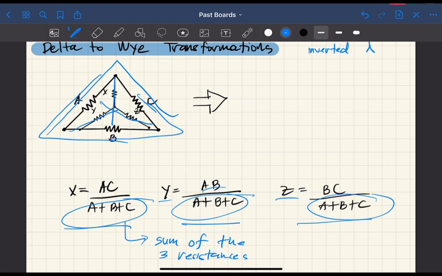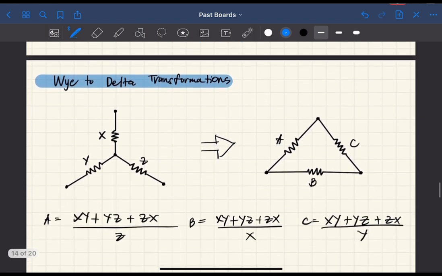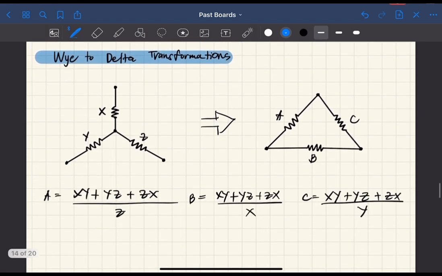And now let's move on to the Y to delta transformations. These are used to convert the given Y connected resistors into its equivalent delta connection. These are the three formulas for the transformations.